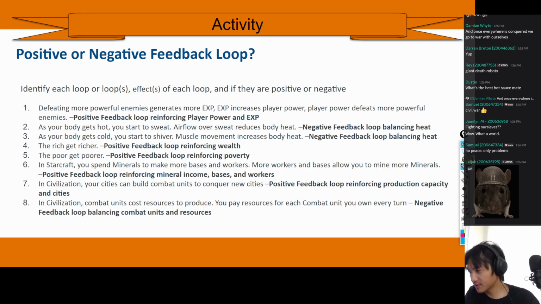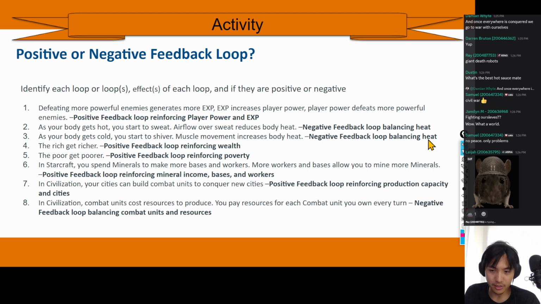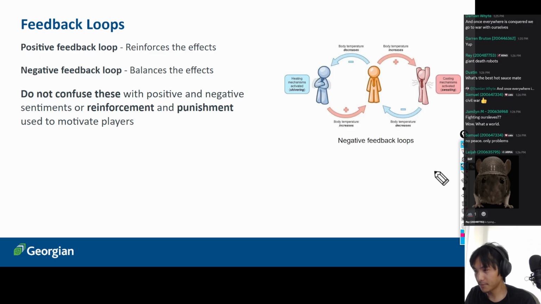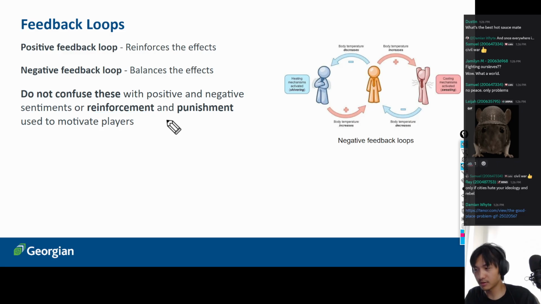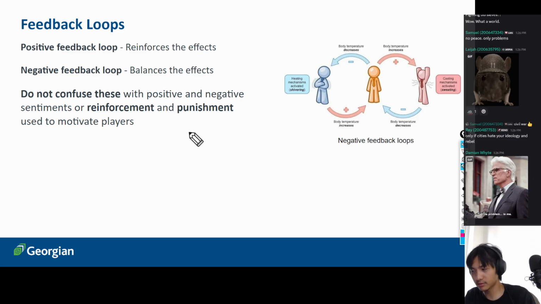So great job, folks. We examined positive and negative feedback loops and looked at examples. Make sure you don't forget this. You will be quizzed on this at some point. I won't say when. So remember, don't confuse them with reinforcement and punishment, or reward and punishment. There's another concept called positive and negative reinforcement, which is reward and punishment. Not the same as positive and negative feedback loops. Totally different. Okay? Don't confuse them.